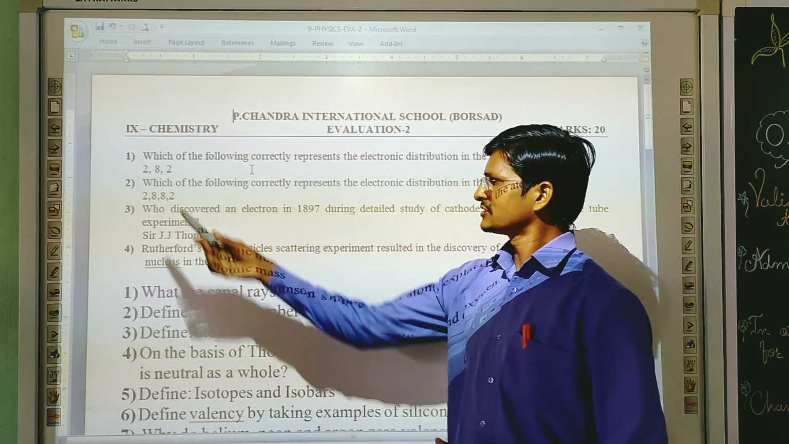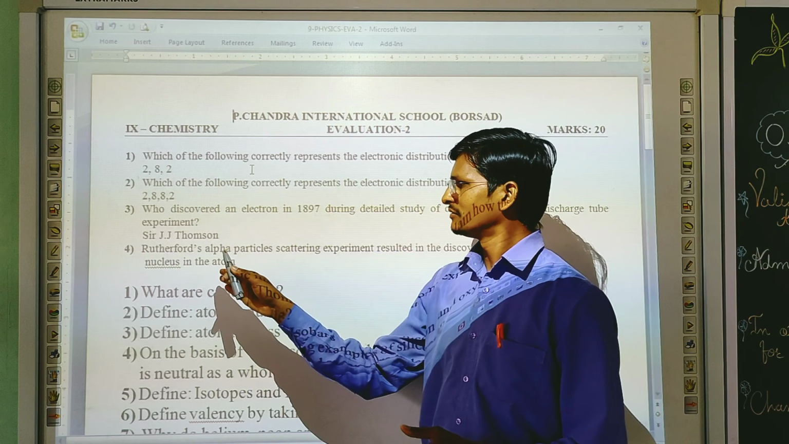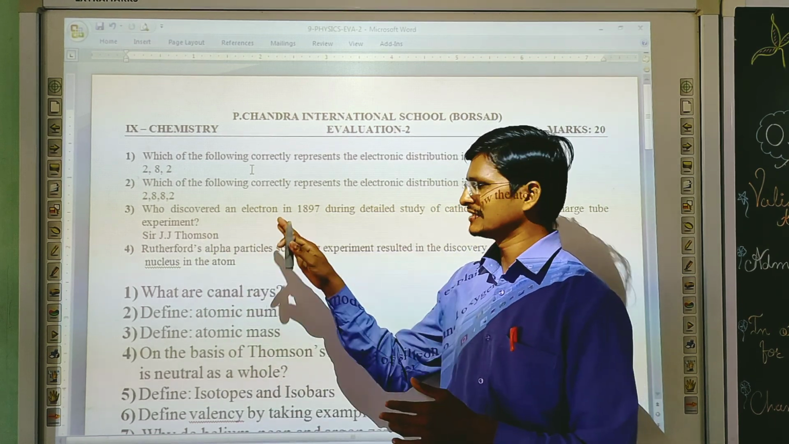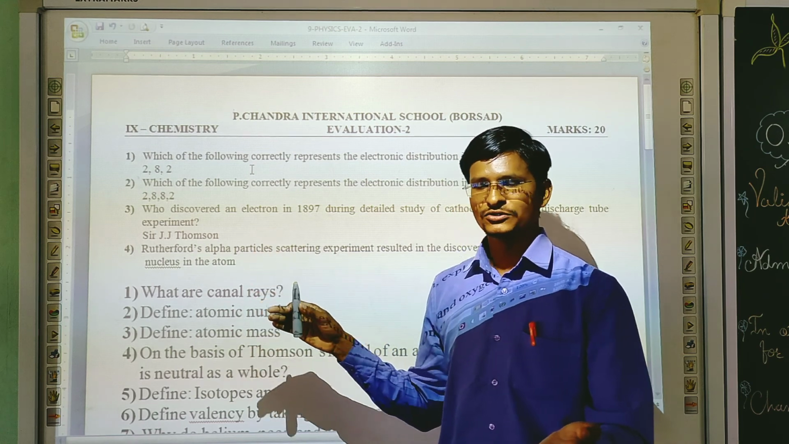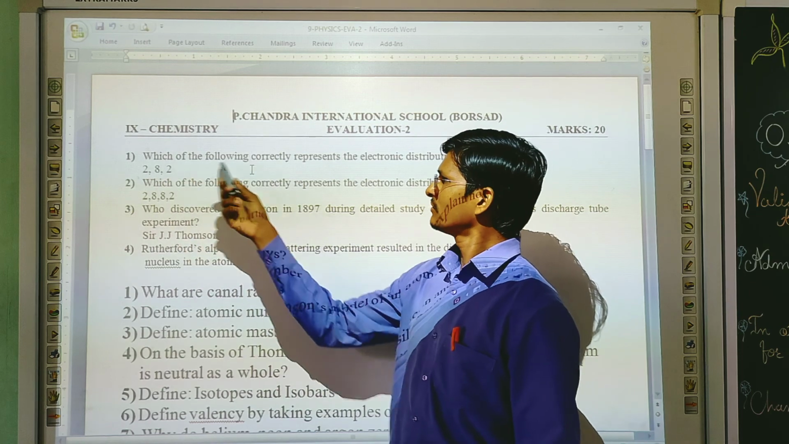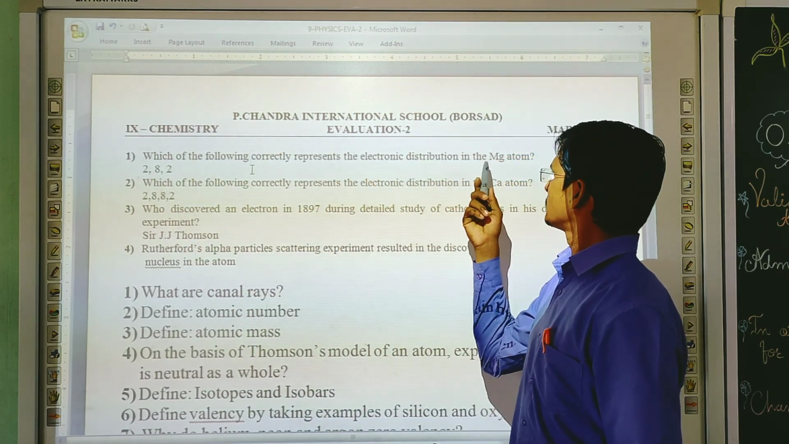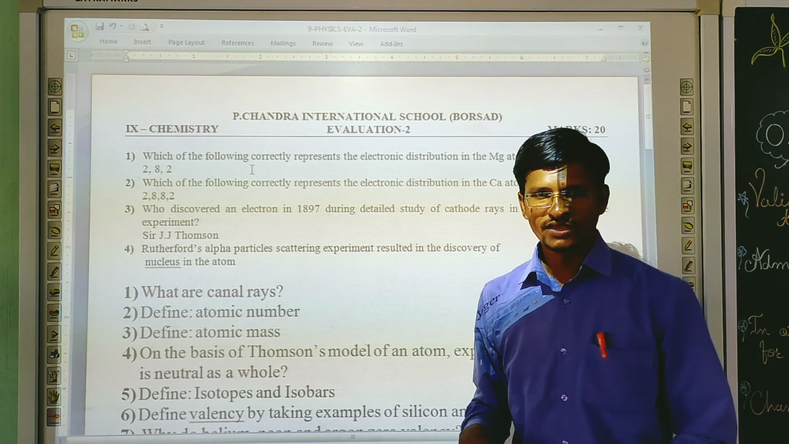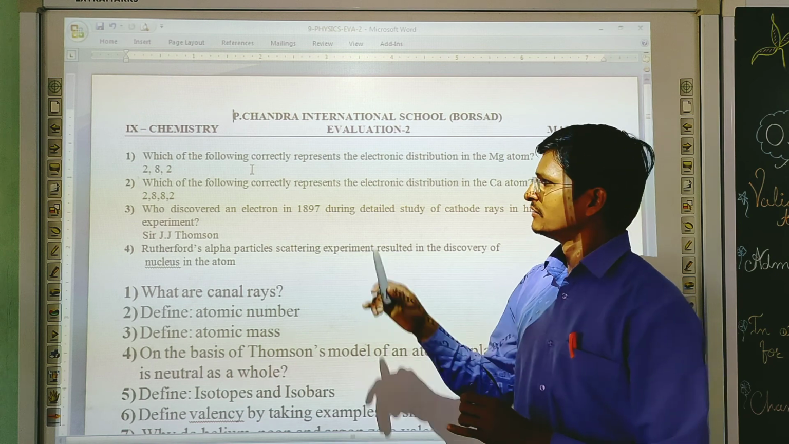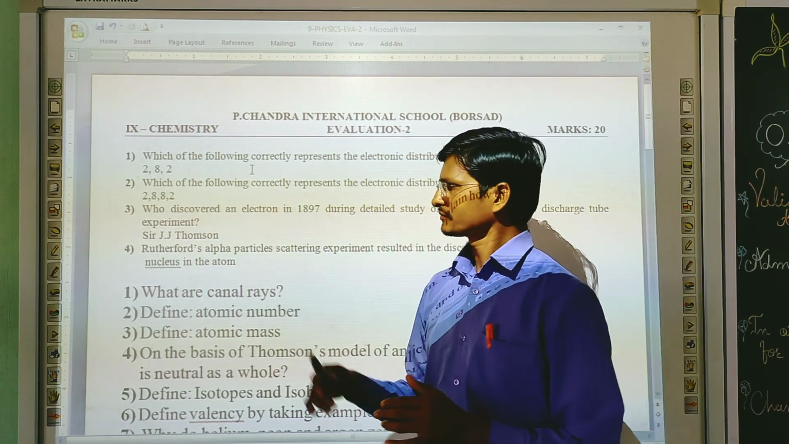So here are some important questions. First, I will start with the MCQ. It doesn't mean that only 4 MCQs will be there; all together will be asked, and others may also be asked, or it may be in a different format. Which of the following correctly represents the electronic distribution in the magnesium atom? Now, how to identify the particular option which is given in ABCD format?